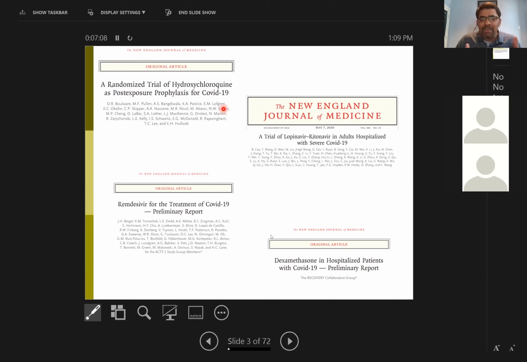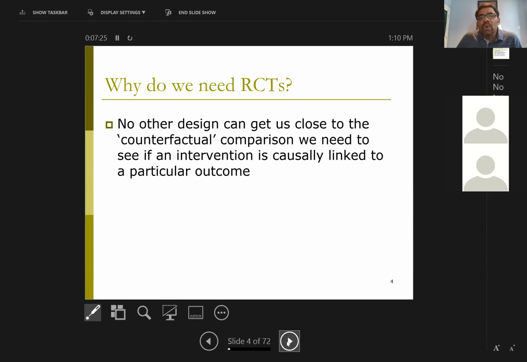By doing a randomized controlled trial, and if they're done well, and if there are enough subjects, we pretty much can bury a research question for life. And that's why randomized controlled trials are absolutely fundamental for things like drugs and vaccines, right? So why do we need a randomized controlled trial?